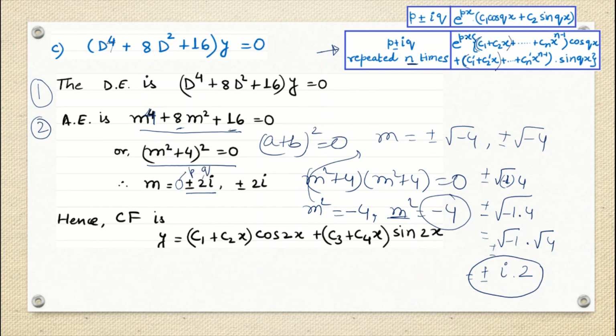So p is 0, so e to the power 0 gives you 1 only. Finally your answer is (c1 plus c2 x) cos 2x, since q is 2, plus (c3 plus c4 x) sin 2x. Any names like c1 dash, c2 dash, or c3, c4 are okay. This is the way we write the complementary function when the roots are imaginary or complex but are repeated a number of times.